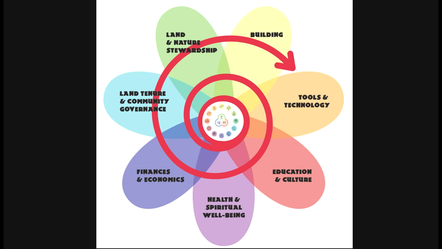Hello. Today we are talking about patterns. If we look at our permaculture flower, it is itself a pattern, indicating growth and expansion and interconnection between each of these different petals. Pattern touches on many of these disciplines: land and nature stewardship, building, tools and technology, education, culture, health and well-being, finances, economics, land tenure, and community governance. There are patterns here that are physical, patterns that are cultural, patterns that move through time. In each of these, a building itself is usually built on a pattern, for example. So we will explore that more in this slideshow.